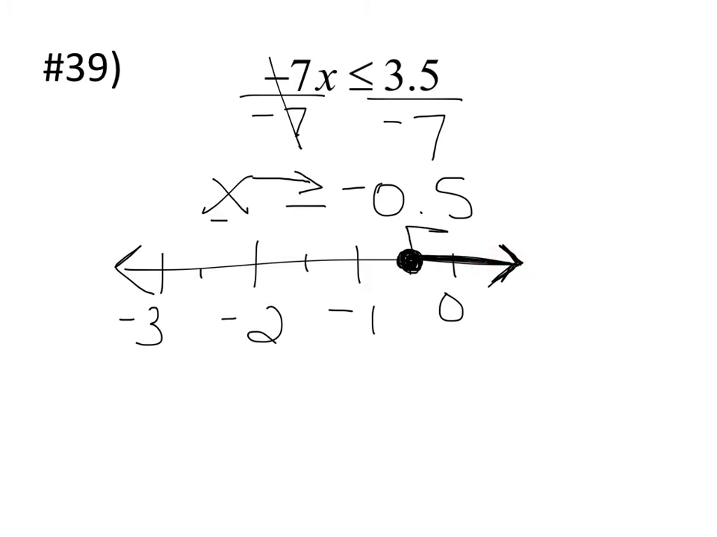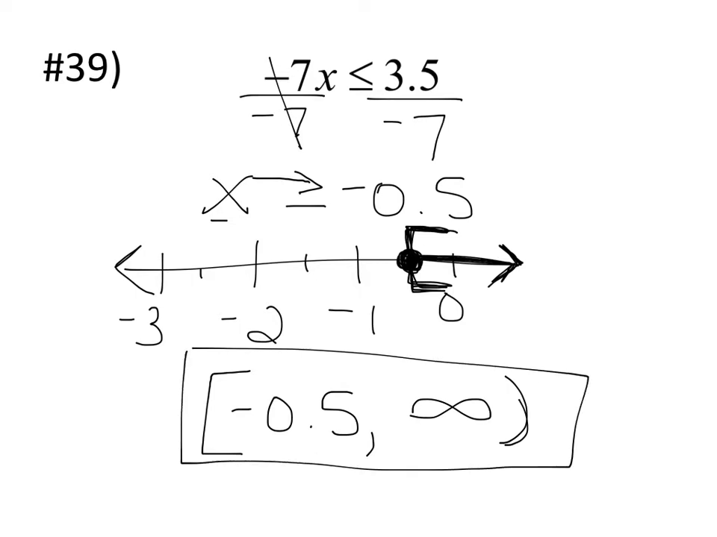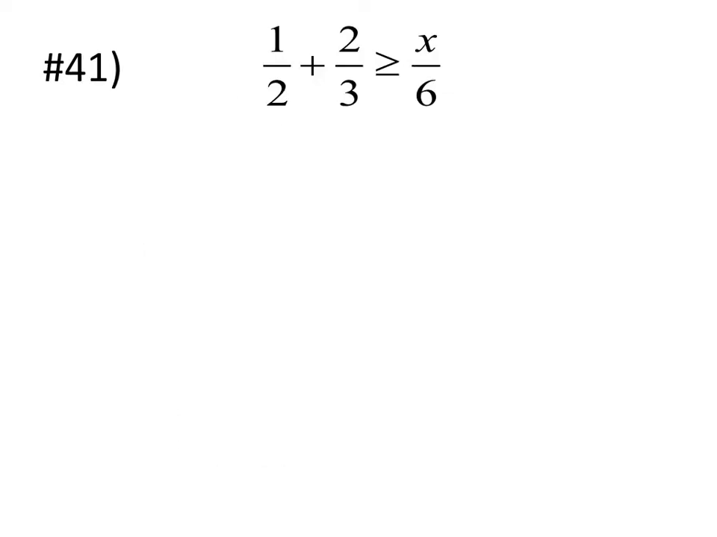We don't use closed dots anymore. Now we use brackets. So we're going to turn that closed dot into a bracket. Since we have a bracket on our graph, we use a bracket in our interval notation. So our interval notation says negative 0.5 to positive infinity. Positive infinity always gets a parenthesis. And that's it.